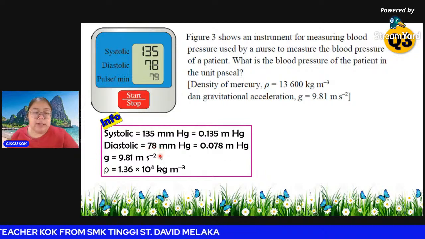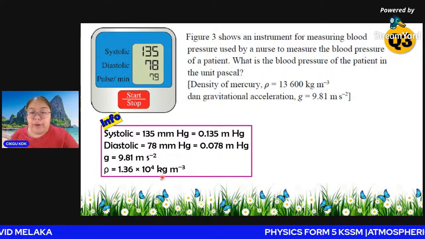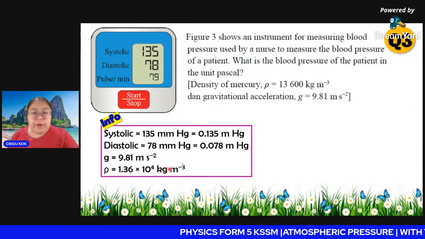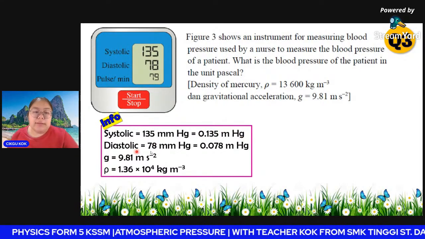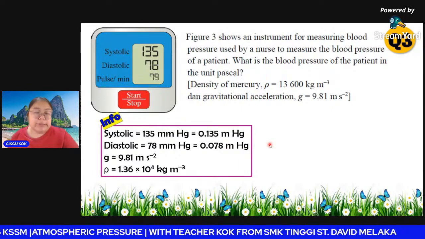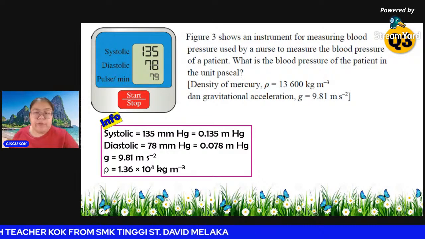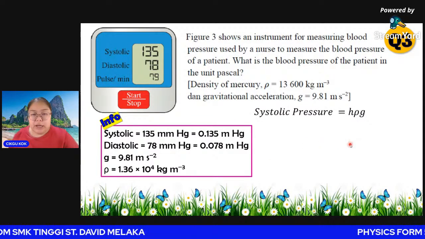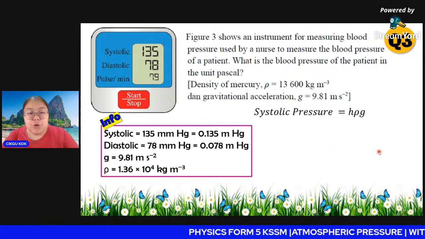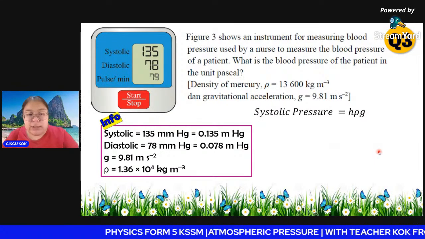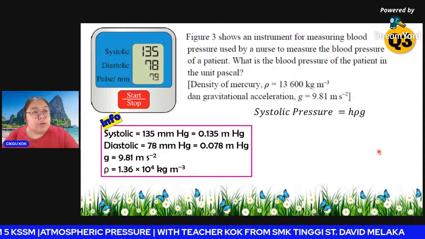Okay, the density of mercury is already provided. Gravitational acceleration is also provided. So you help me convert systolic to Pascal, diastolic also to Pascal. Using the same formula, systolic is H rho G. So you help me to continue. Continue to show me what the answer for the systolic in Pascal is. Okay, we just wait.